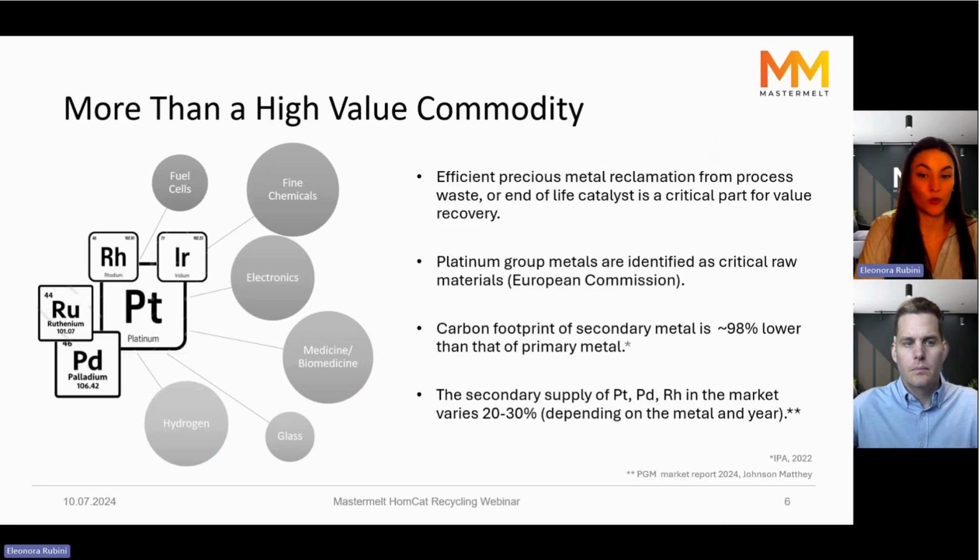Why precious metals? Why recycling it? Of course, this is a very high value commodity. We are aware of that. And in the recent years, elevated prices added a great pressure on industries that were using metals such as palladium or rhodium. And it's really in this little graph, you can understand how many industries that are vital to our economy require these platinum group metals.